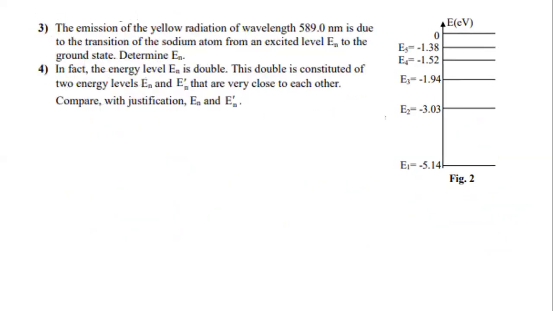Okay, we continue. The emission now, part 3. The emission of the yellow radiation of wavelength 589 nanometer is due to the transition of the sodium atom from an excited level En to the ground state. So determine En. Now, in order to find En, we know that this is 589 nanometer. We already found its energy, but before I go back to it, we're talking about emission spectrum.